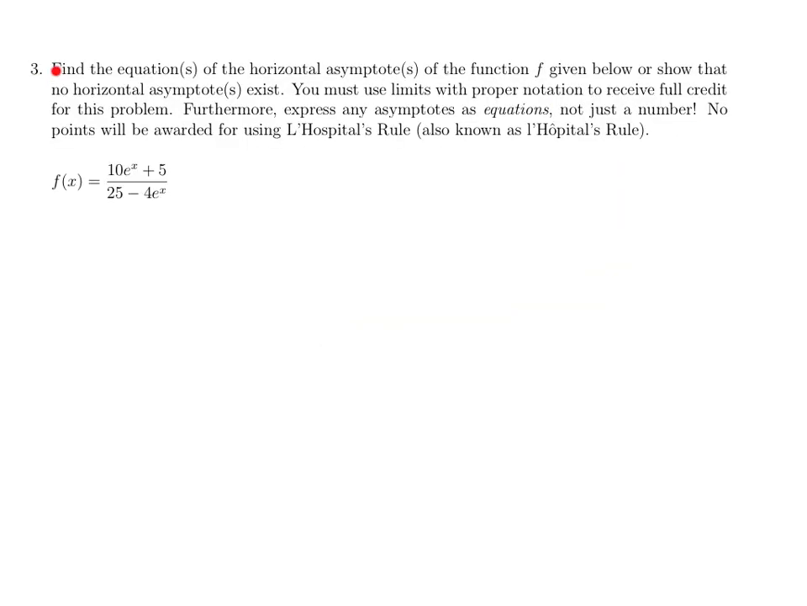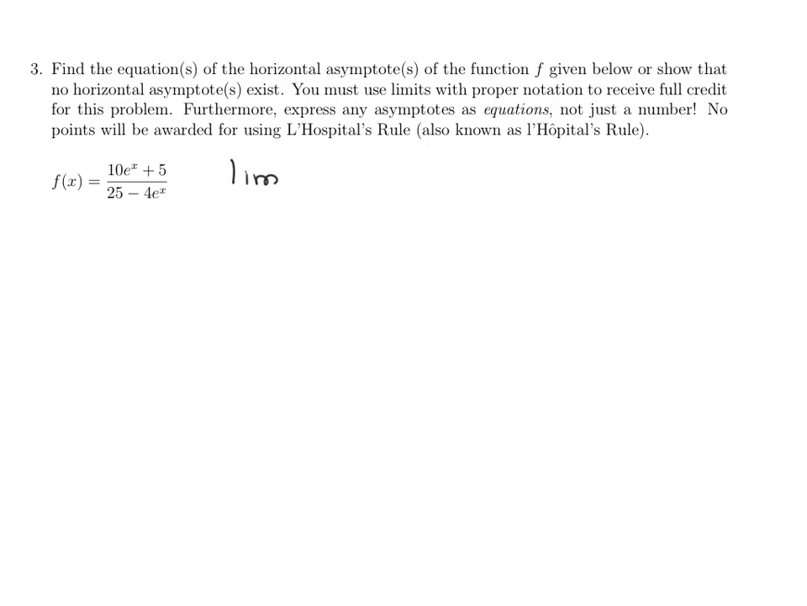The last question, question 3, is free response, meaning we're graded on not just the answers, but also the work that we show. We're asked to find the equation or equations of any horizontal asymptotes of this function. We have to use limits to justify our answers, and we're not allowed to use L'Hopital's rule. The idea behind this is you want to consider two limits at infinity.